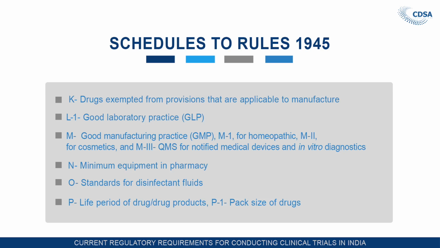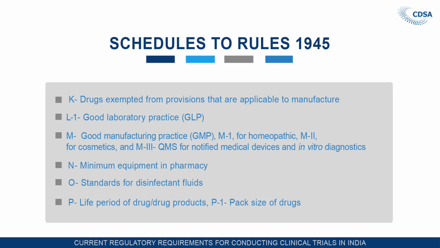Schedule L1 is good laboratory practices. The practices to be applied in the laboratory are given in Schedule L1. Schedule M is good manufacturing practices. This schedule is again divided into Schedule M1, M2 and M3. The good manufacturing practices for the manufacturing of homeopathic drugs is given in Schedule M1. For the manufacturing of cosmetics, it is given in M2, and for medical devices it is given in M3, that is QMS for notified medical devices and in vitro diagnostics.